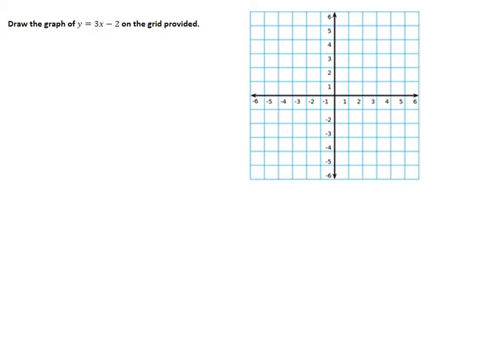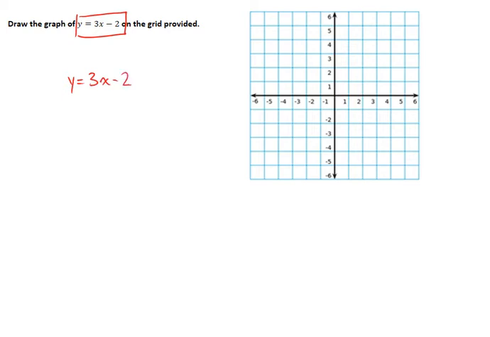So at station 4, we're just doing a bit of review on how to graph a line given an equation. So here we're given the equation y equals 3x minus 2, and we're looking to graph it on the grid provided. So there's a couple of things to remember about graphing lines, which hopefully you'll remember from last year.